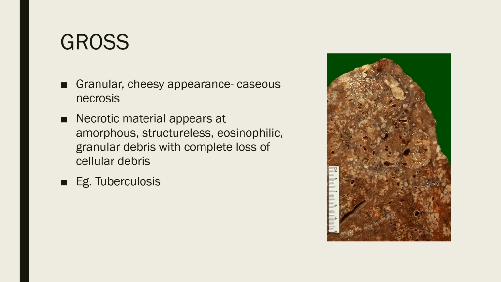Next is the gross. How would we identify it? It appears as a granular, cheesy appearance. This appearance is the reason why it is known as caseous necrosis. Now the necrotic material appears to be amorphous, like you see in the image over here. It appears as amorphous, structureless, eosinophilic, granular debris with complete loss of cellular detail. An example of this is seen during tuberculosis.